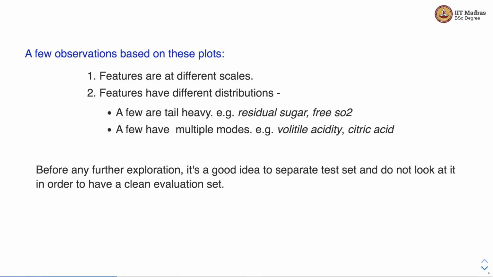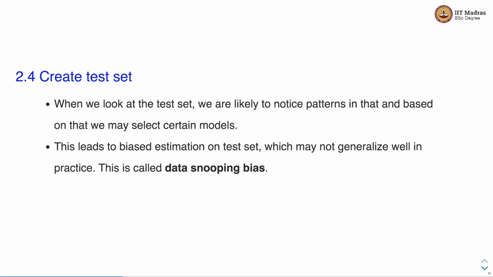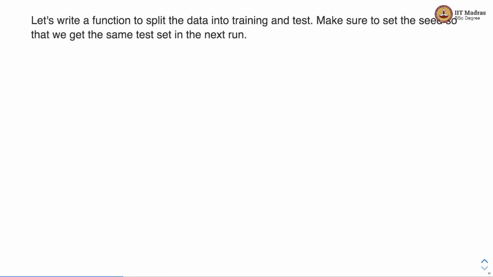Before any further exploration, it's a good idea to separate the test set and not look at it, in order to have a clean evaluation set. When we look at the test set, we are likely to notice patterns in that and based on that, we may select certain models. This leads to a biased estimation on the test set which may not generalize well in practice. This is called data snooping bias.